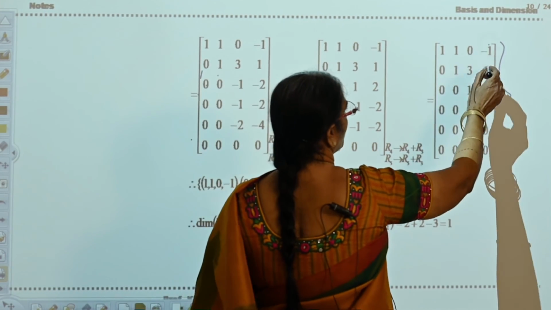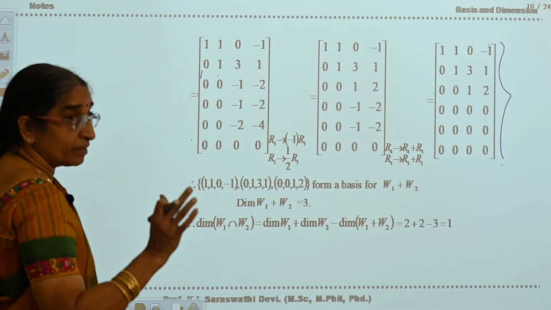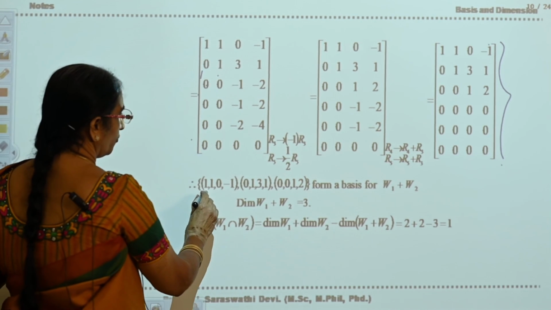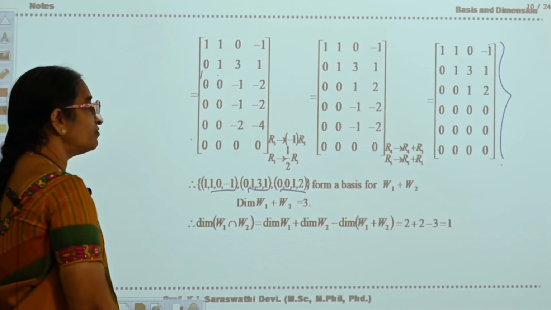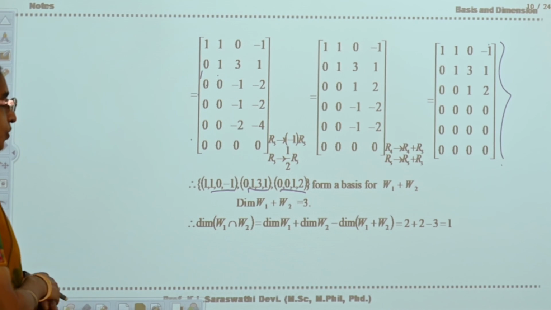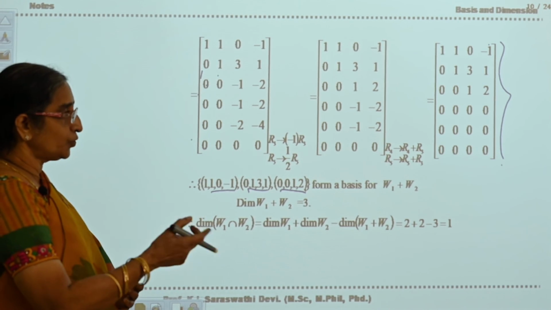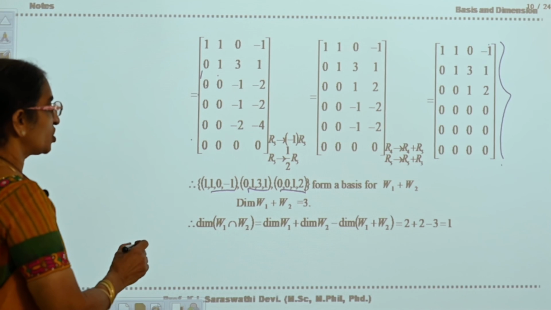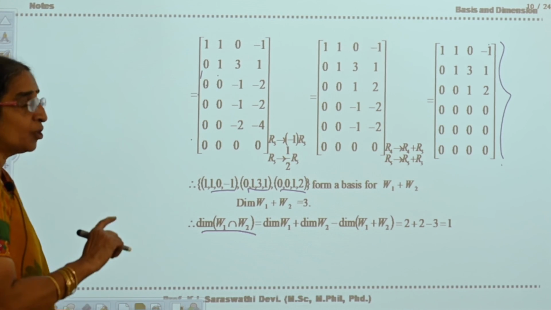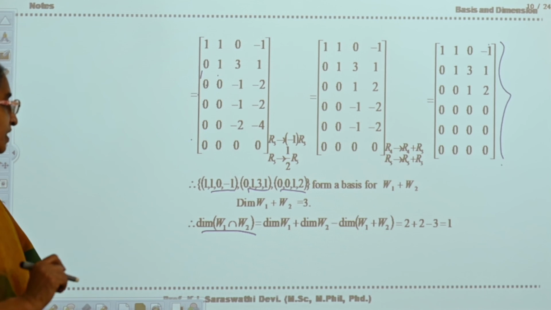Only 3 non-zero rows remain: (1, 1, 0, minus 1), (0, 1, 3, 1), (0, 0, 1, 2) form a basis of W1 plus W2. Okay. So therefore, dimension of W1 intersection W2 is dimension of W1 plus dimension of W2 minus dimension of W1 plus W2. You got dimension of W1 as 2, W2 as 2, and dimension of W1 plus W2 is 3. Therefore, dimension of W1 intersection W2 is equal to 1. Here you have applied the theorem, is it?